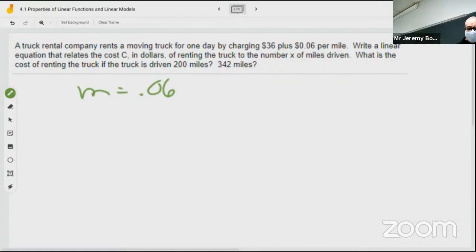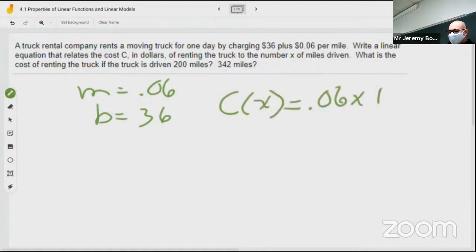The other thing is that if you rent it for a single day, there's an initial cost, just a straight cost of $36. And so that means that even if I don't drive any miles, I'm still going to pay $36 to rent this truck. And so that will be our intercept. That will be our B. And so the cost function is going to be C of X equals 0.06X plus 36. That'll be our cost function. Any questions on that?